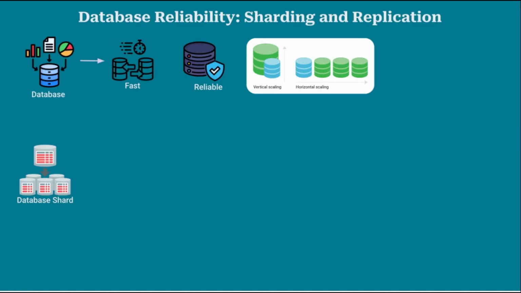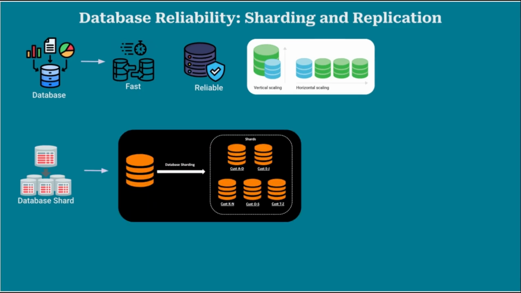1. Sharding. Sharding means splitting your database into smaller, more manageable pieces, called shards. Each shard holds a portion of the data. For example, Shard 1 holds information of users from A to D, while Shard 2 holds users' information from E to J, and so on. This helps spread the load and improves performance, especially for huge datasets.